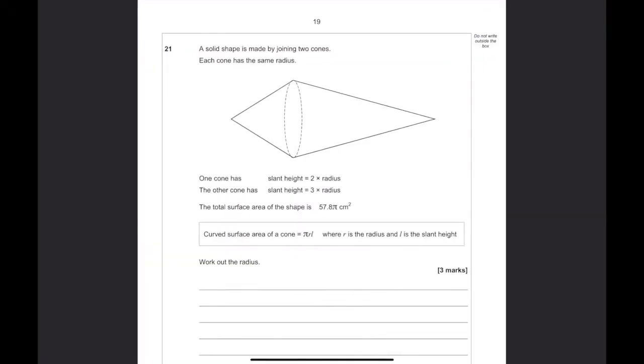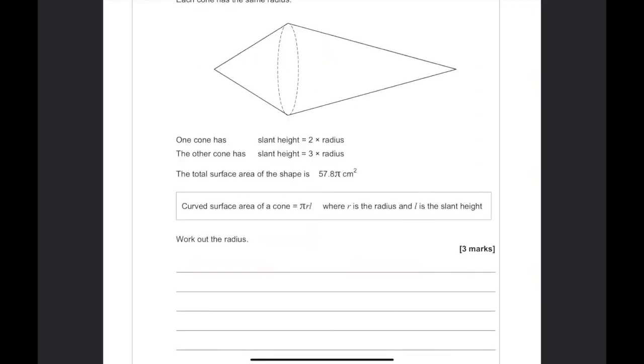Question 21. A solid is made by joining two cones. Each cone has the same radius. So because we need to use the curved surface area, it's going to be number 1 add number 2 makes 57.8 pi. We also know that the slant height, which is L, is 2 lots of the radius. So for number 1, it's going to be 2r, and for number 2, it's going to equal 3r.